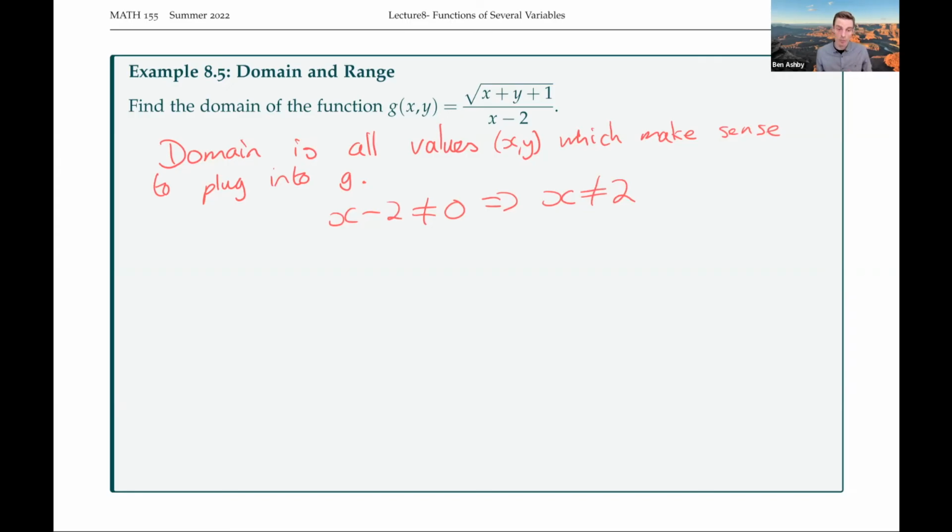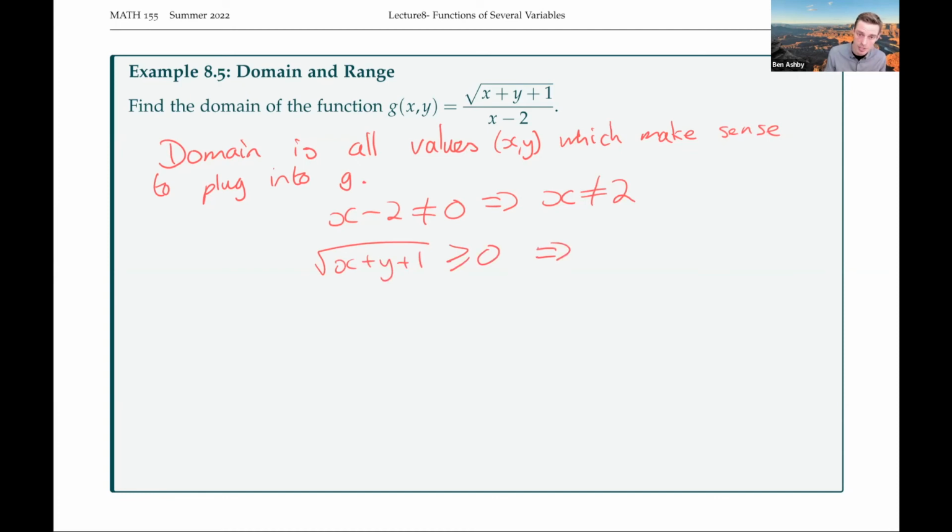And we know from operating with the square root that when we've got real numbers, we can't take the square root of a real number that's negative. Otherwise, we end up with an imaginary number, which we'll talk about later in this course. But for the purposes of here, we just want real numbers outputted. So we need the square root of x plus y plus 1 to be greater than or equal to 0, which implies that we need x plus y plus 1 to be greater than or equal to 0.